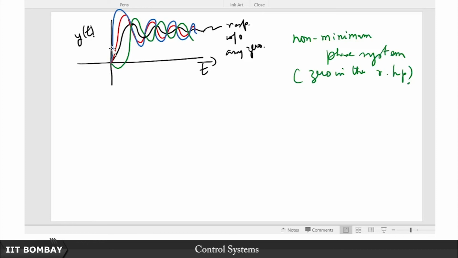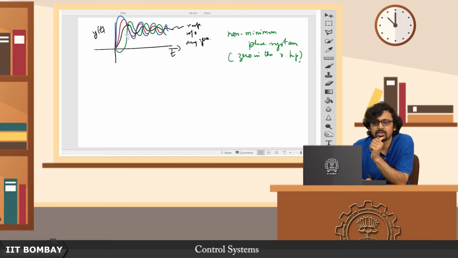So the farther your zero is from the imaginary axis, 1 by tau magnitude tends to get larger, and 1 by tau gets larger means tau gets smaller. So tau gets smaller means you see that your system response with the 0 comes closer and closer to the original response without any zeros. Okay, the aberrations from the system without any 0 get larger and larger as your tau value increases.